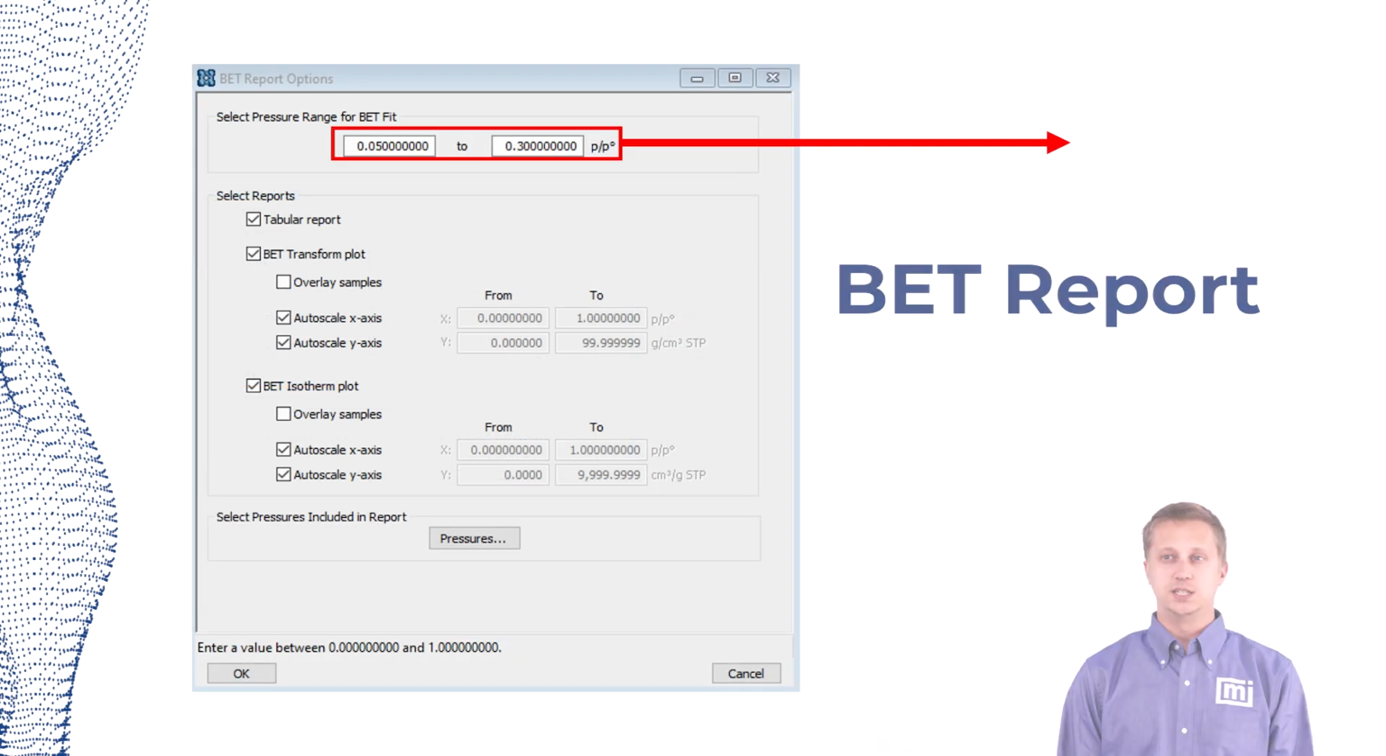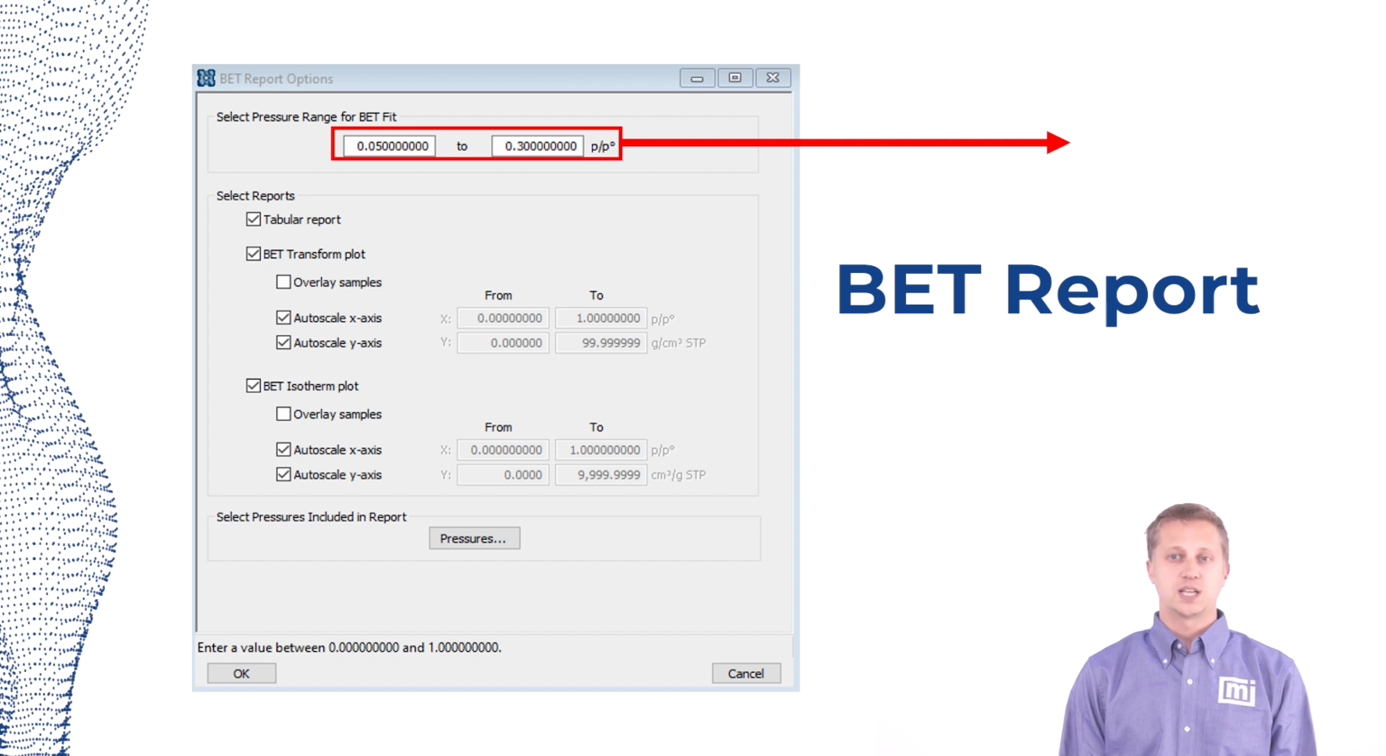Next, let's move on to the BET report. In the BET report, you'll have several options for reports, including a tabular report, BET transform plot, and a BET isotherm plot. At the top of the options, you'll also be able to select a default setting for your BET range. In general, I'd recommend leaving this as the default between 0.05 to 0.3 P/P0, because this is a standard fit range for mesoporous materials.